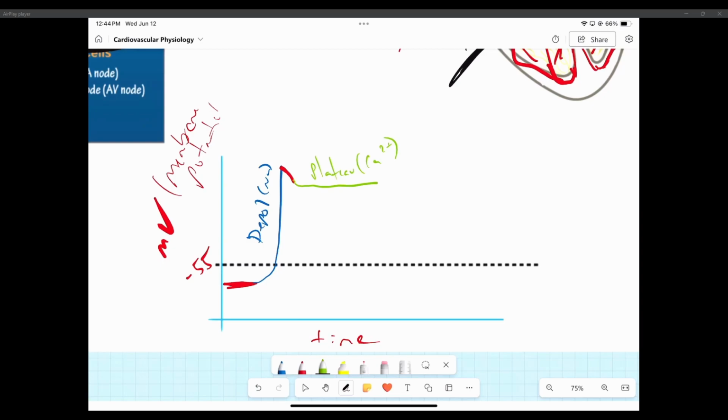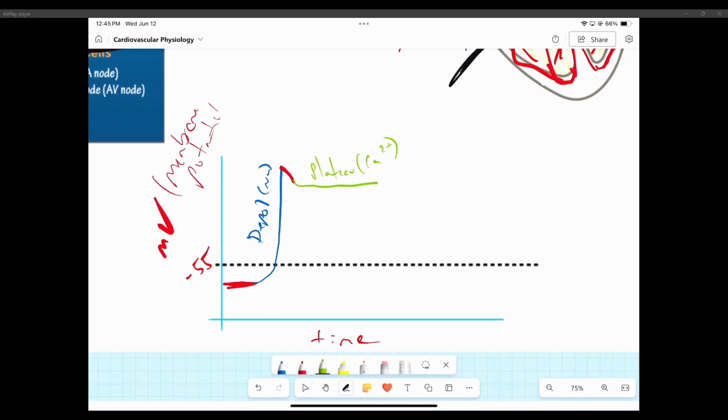How do we get rid of the calcium? There's two ways to get rid of the calcium. Where do we put it? Back in the SR, or we get it out. How do we get it back into the SR? What's the pump? Calcium ATPase pump gets it back into the SR, and that sodium calcium exchanger gets it out of the cell. So both of those things kick in.